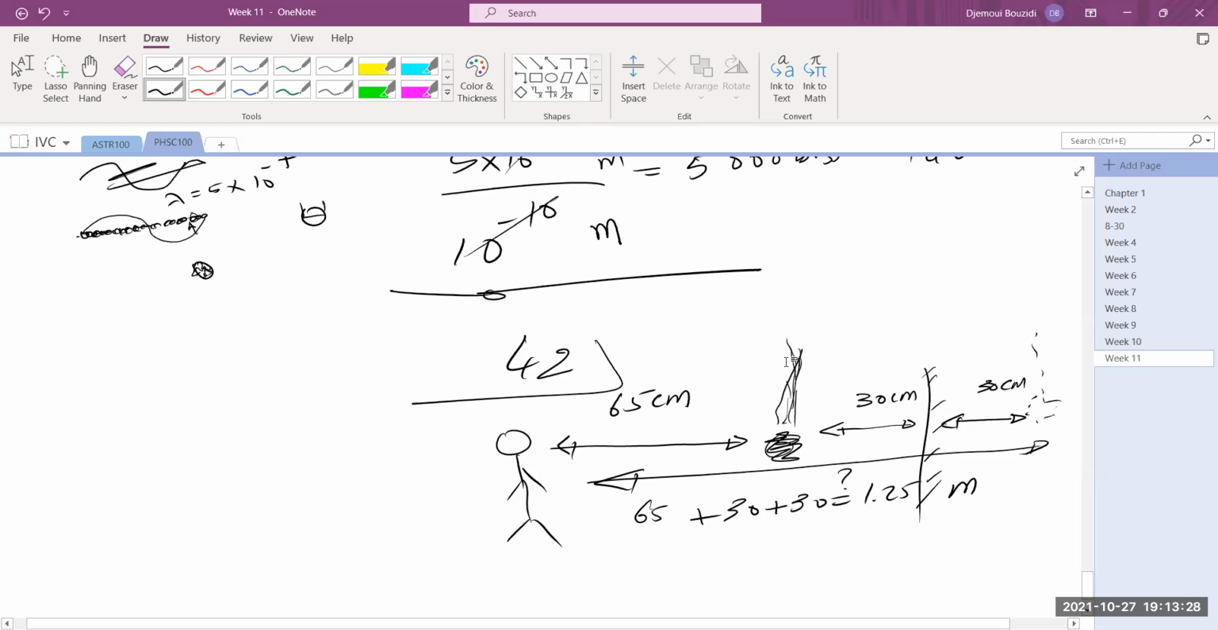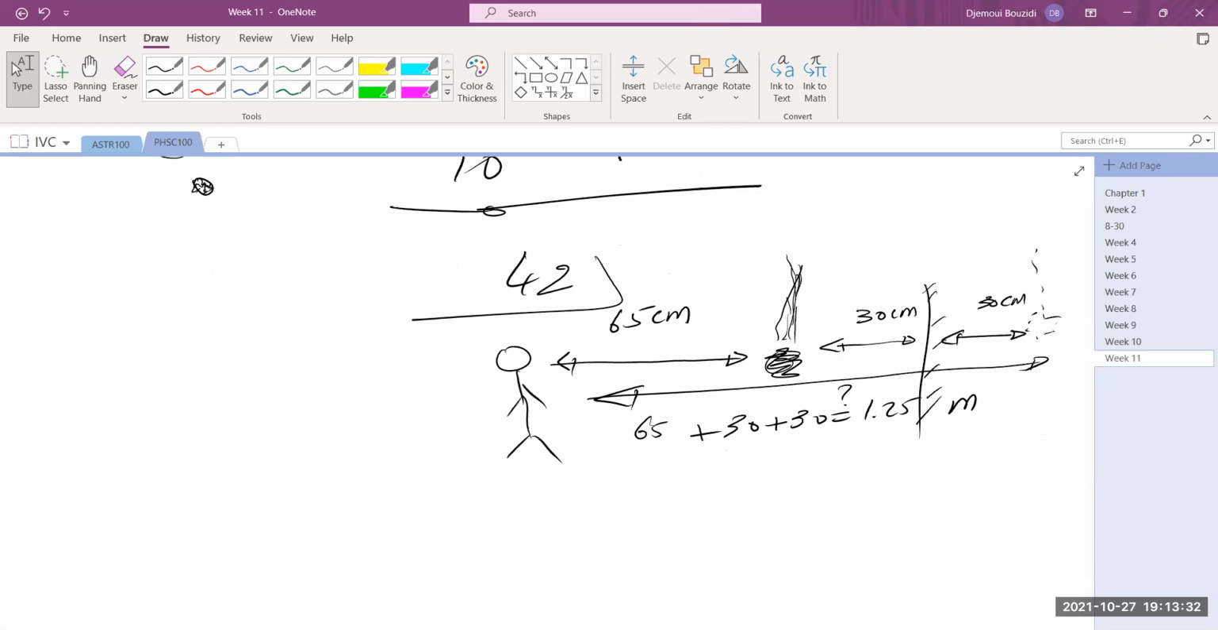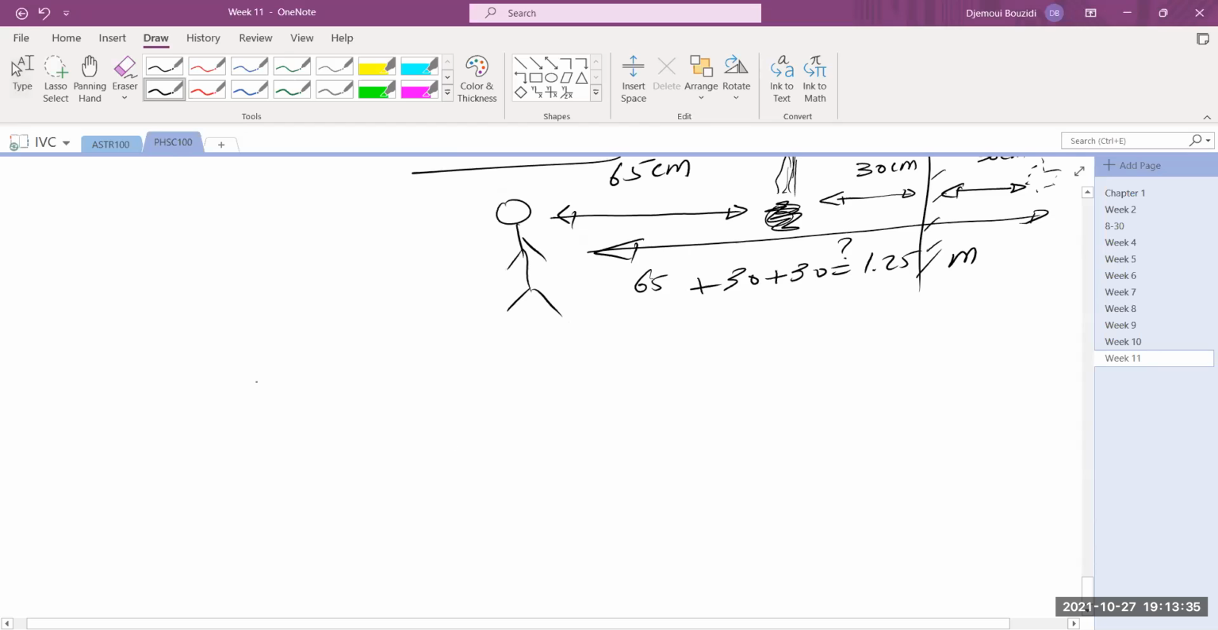So I need you to check this addition in here for me. This should be straightforward. If it's wrong, please let me know. If it doesn't check, please let me know. Okay. Problem 43.